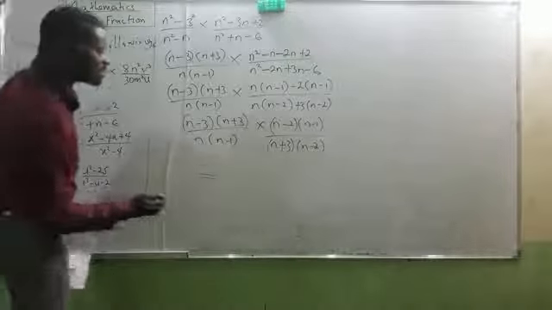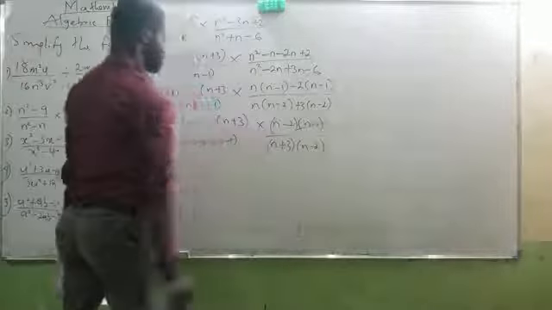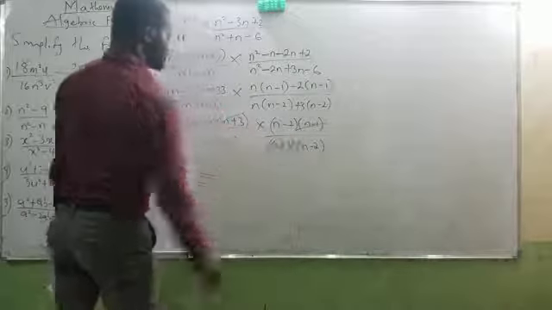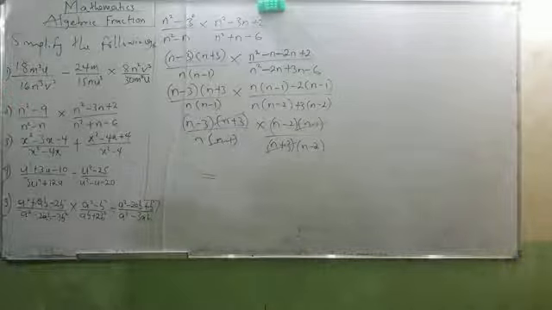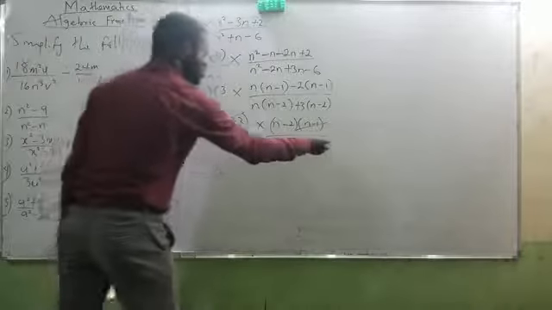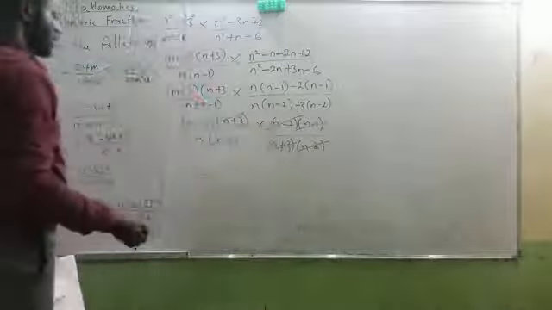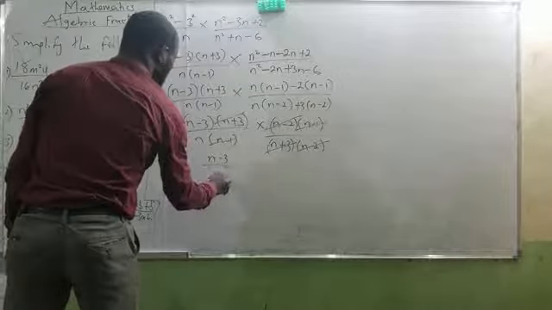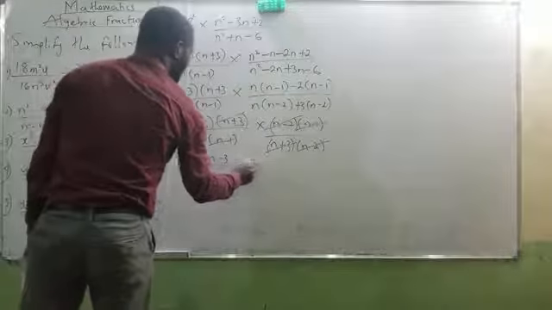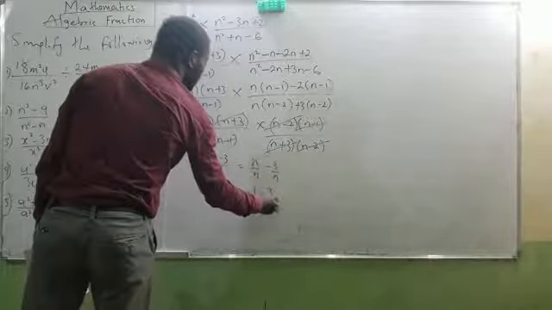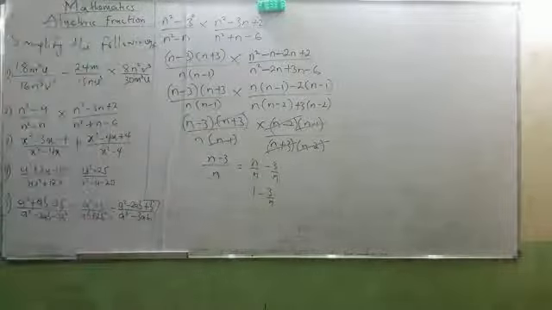Look at this. This, we cancel out this. This, we cancel out this. What else can you cancel out? This, we cancel out this. Now, left with n minus 3 all over n, which can also be written as n all over n minus 3 all over n, which is 1 minus 3 all over n. That is my simplification.